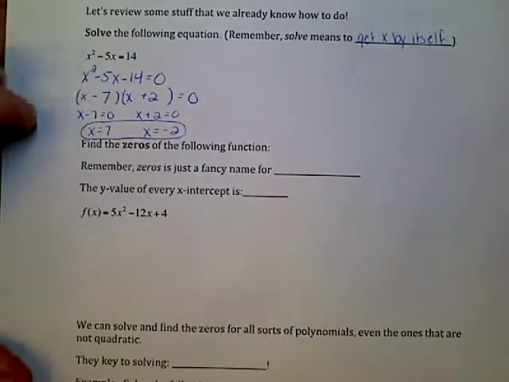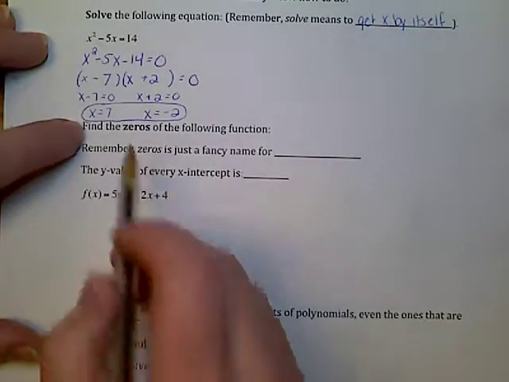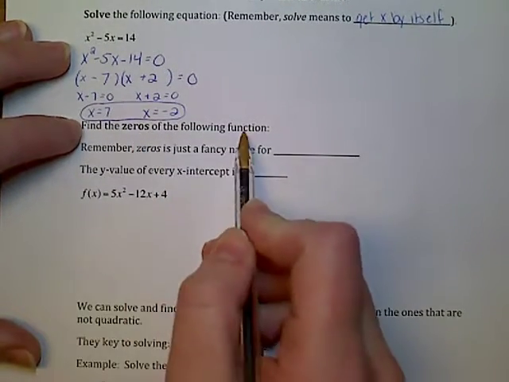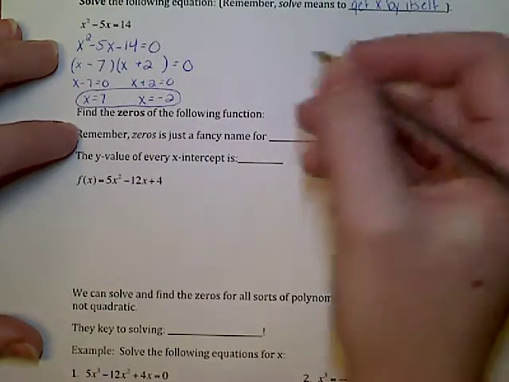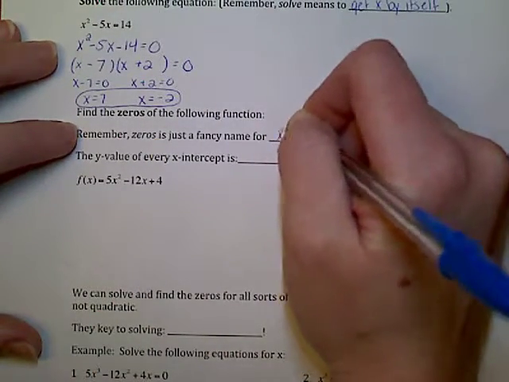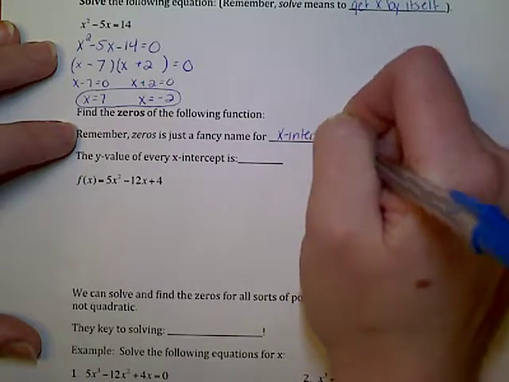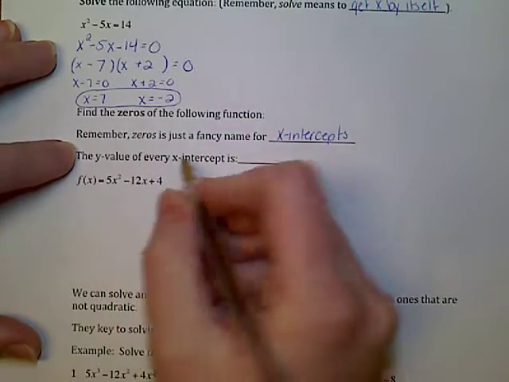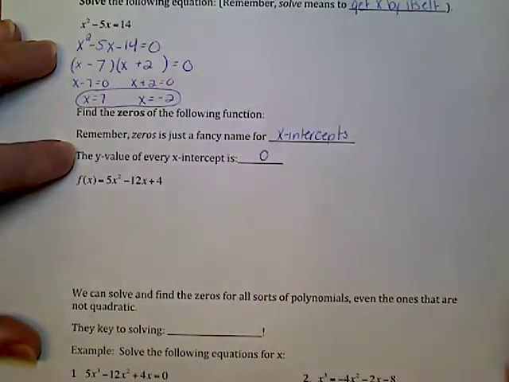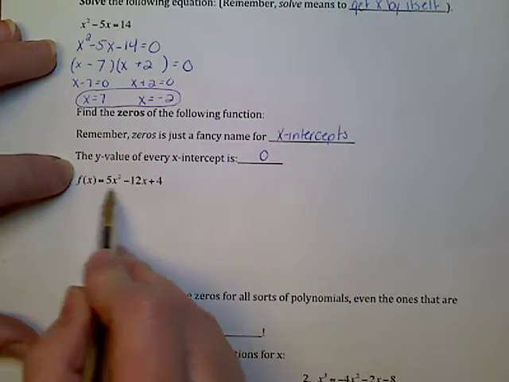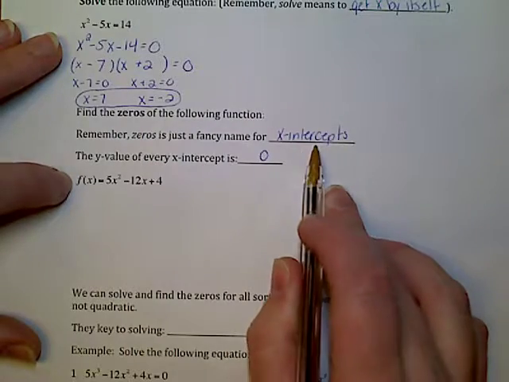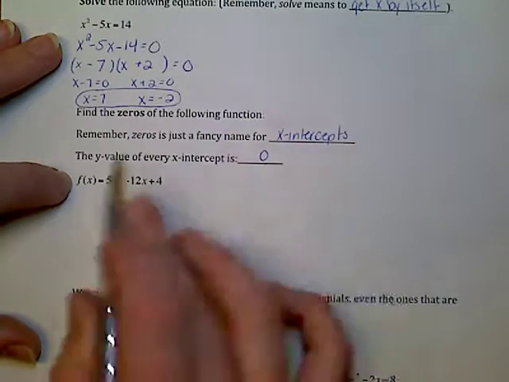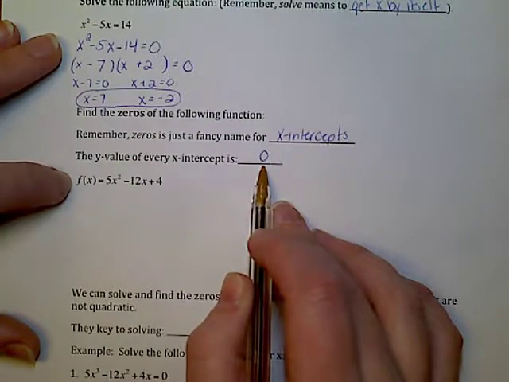Something that's very similar to this is the process of finding the zeros of a function. And you're going to have to remember that zeros, those are just a fancy name for x-intercepts. And the y value of every x-intercept is 0. So if I take this function and I ask you to find the zeros, that means I'm asking you to find the x-intercepts, which means that the y value is 0.